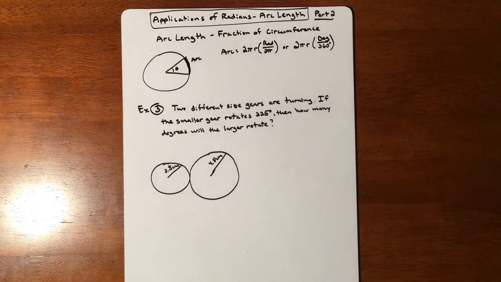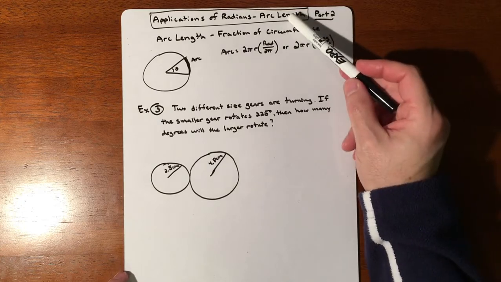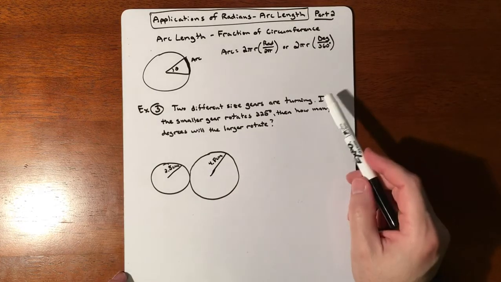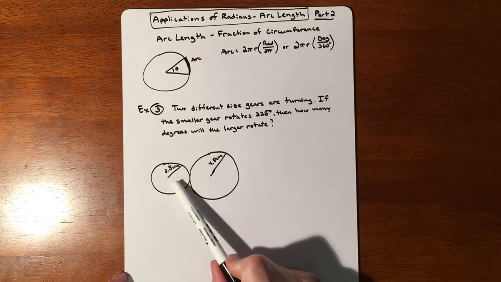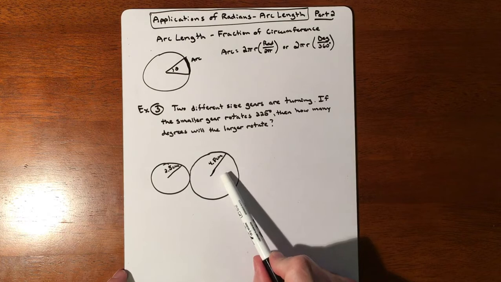All right, in this lesson, this is part two of applications involving radians, arc length. It's not always going to be radians, but it could be radians, but mainly we're talking about arc length. So on this one, we have two different size gears turning. If the smaller gear rotates 225 degrees, then how many degrees will the larger rotate?